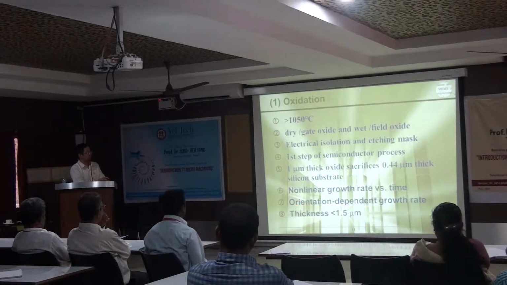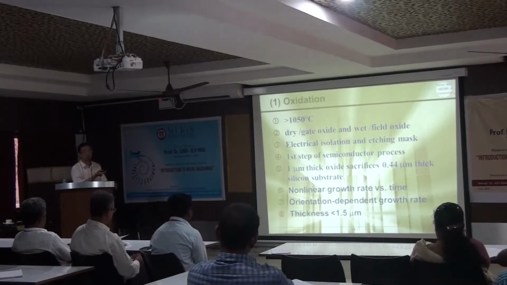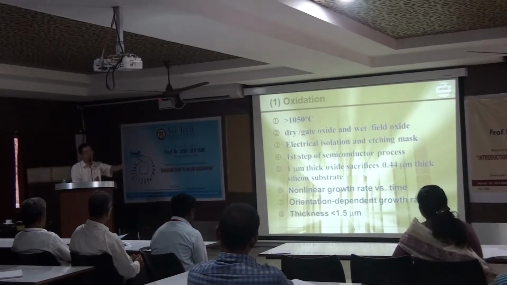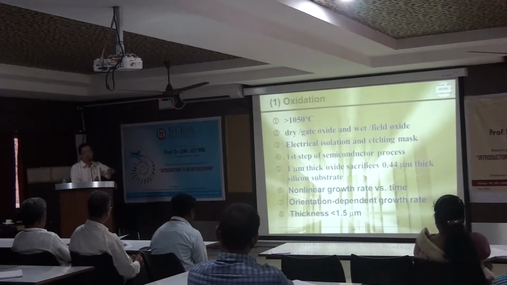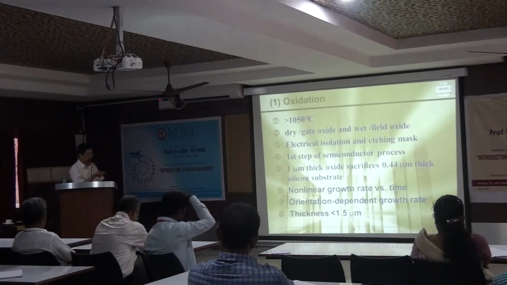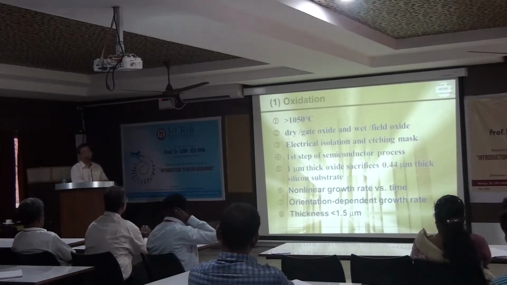7, orientation dependent growth rate means that if you have different wafers like 111, 100, 110, you get different growth rates. The silicon surface atom density is different for different orientations. But right now, most people use 100, so no problem with consideration. The second is less than 1.5. I mentioned that.